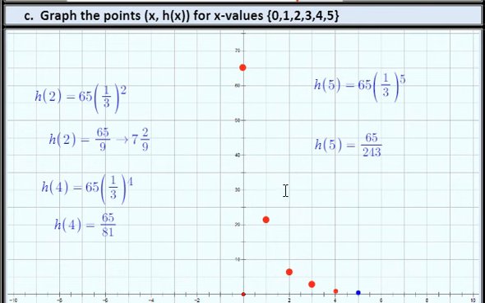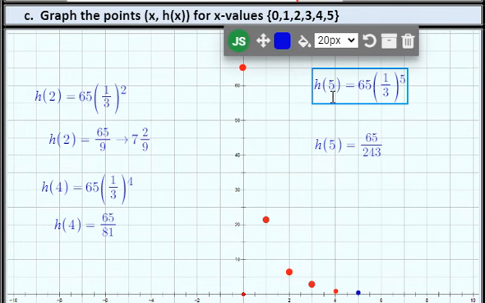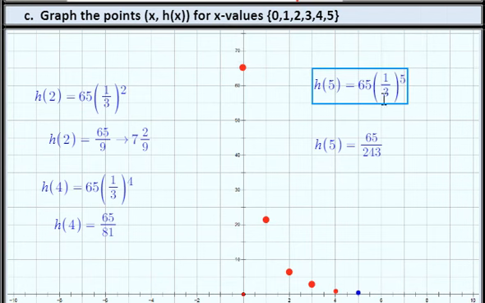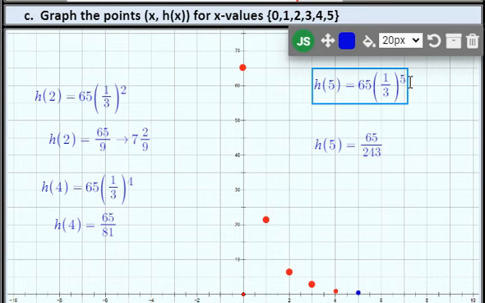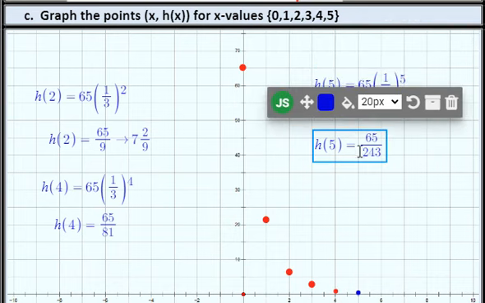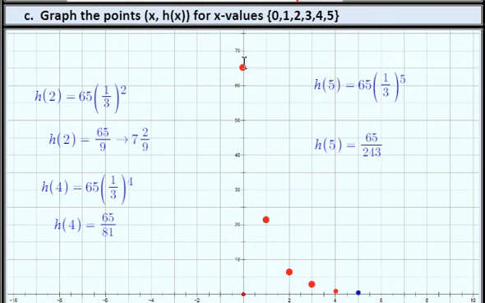And just a little note, if you're borrowing these numbers, make sure you waited until the end, because I had to go back and edit a few things. We are talking about h of 5, which is 65 times 1 over 3 to the 5th power. And our result was 65 over 243. And that's what our exponential function looks like for the graph of how this ball is bouncing.